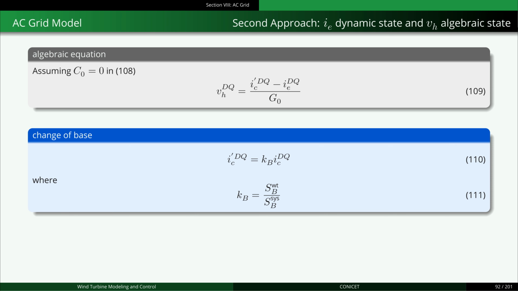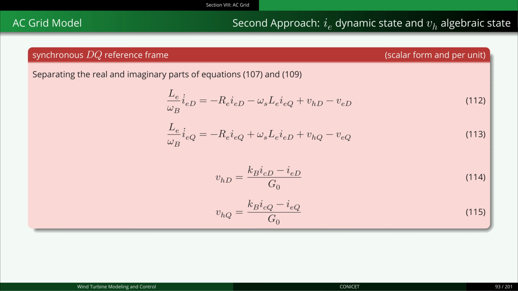As discussed in the per-unit system section, the base power of the wind turbine and the AC grid are usually different. Therefore, we need to convert the wind turbine current from its base to the AC grid base using equation 110. Finally, the AC grid model used in this study is expressed in scalar form by separating the real and imaginary parts of equations 107 and 109.